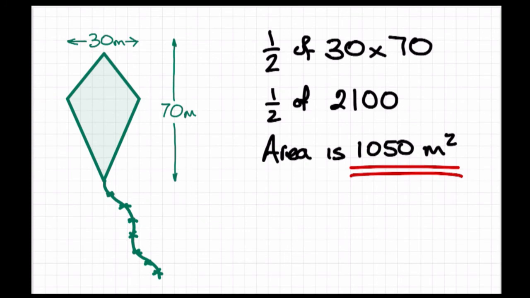Now, we don't have enough information to work out the perimeter, although we could do it if we used advanced trigonometry, but as far as this exercise is concerned, no, we don't have enough information to find the perimeter.